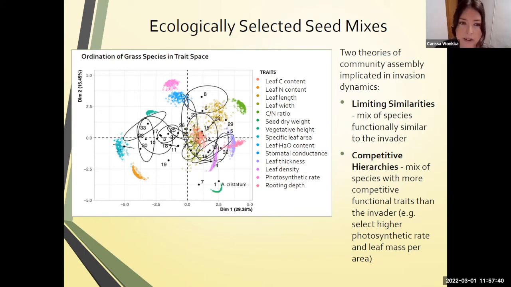Competitive hierarchies is based on theories of competition. It holds that there are some traits that are very important to competition, and so species with trait values that are higher than our invasive species for those super competitive traits would always win in a mix. Since sometimes limiting similarity is an important theory and sometimes competitive hierarchies is, and ecological theory hasn't really sussed out when one is more important than the other, we decided to apply both of these in our study. Basically, we took the traits of all of the different species of grasses and a suite of species of forbs that we were interested in that are suited to the area, that grow alongside crested wheatgrass and that we could get seeds of.